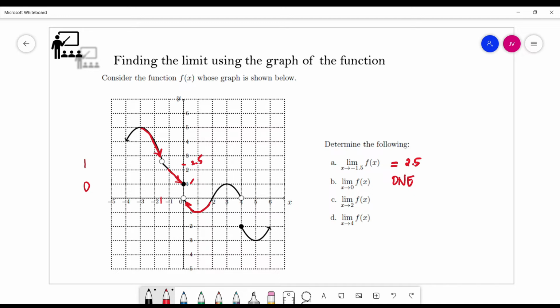Letter C, we have limits of f of x as x approaches to 2. So, nasaan yung 2 natin? Ito yung 2. Ayan, ito yung 2 natin. So, again, we need to consider the left part of the graph as well as the right part of the graph. So, we have here, ito approaching to 0. Yung limits natin. And we have here, approaching also to 0. So, ibig sabihin, the limit of our function is equal to 0.